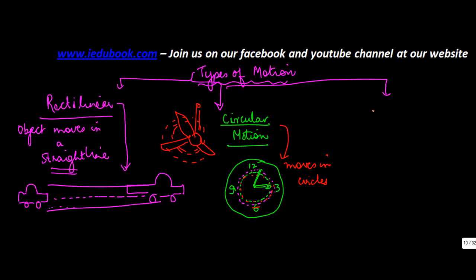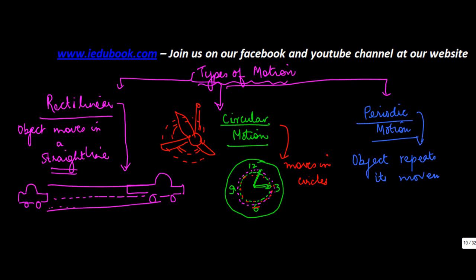And the last one, which is there, is called the periodic motion. You must be wondering, what is this periodic motion? In periodic motion, what happens is that the object repeats its movement after some time.